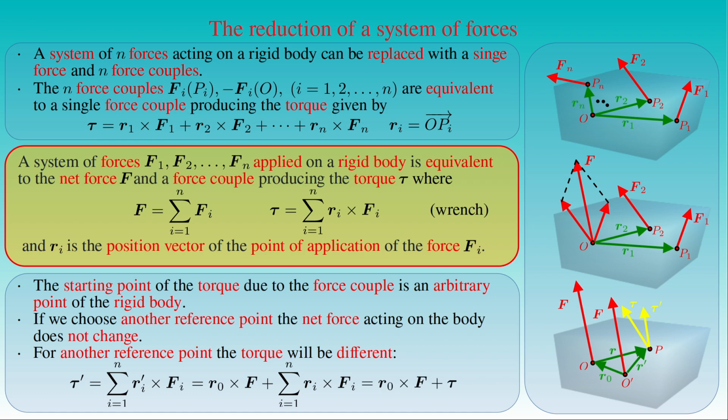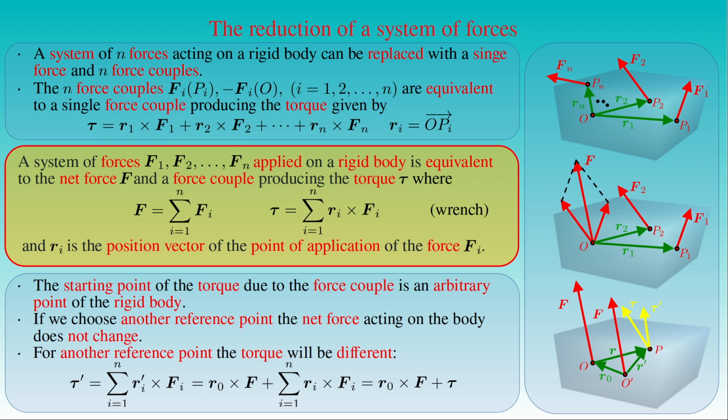As the figure shows, we can always find a new reference point O' such that the net force F and the net torque τ have the same direction, that is, the net force is perpendicular to the plane of the net force couple. We can determine this by taking the cross product of this equation with the resultant force F for the torque τ' parallel with the force F.